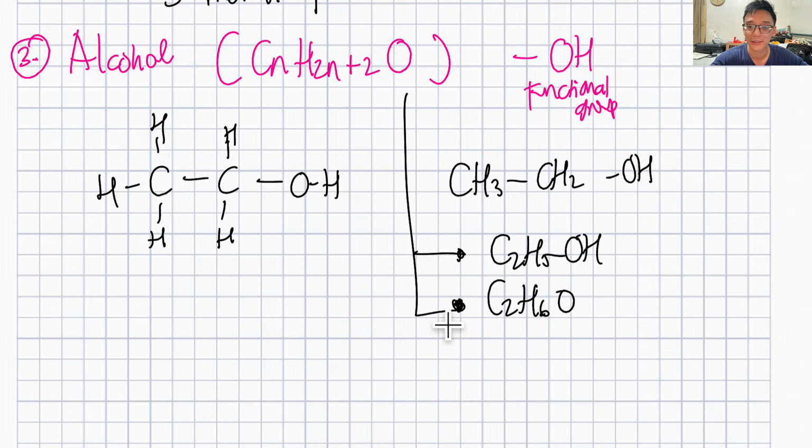You can write these ways. What would be the name for this? Because it's an alcohol, it contains 2 carbon, and the prefix for 2 carbons is "eth". So the name for this is ethanol. So "ol" is the suffix for alcohol. So if it contains 3 carbon, it's propanol, 4 carbons, it's butanol, pentanol, hexanol, and so on.